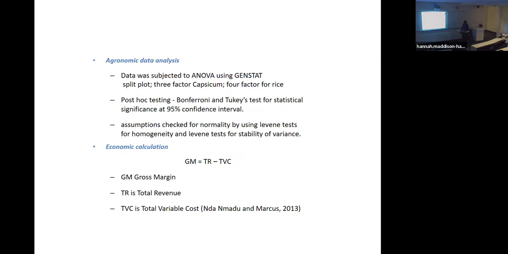All data from capsicum and rice were subjected to ANOVA using GenStat software. And then if the data were significant, we followed up with a post-hoc test using Bonferroni and Tukey tests. However, before analyzing the data, we checked the assumptions, using Levene's test for homogeneity of variance.